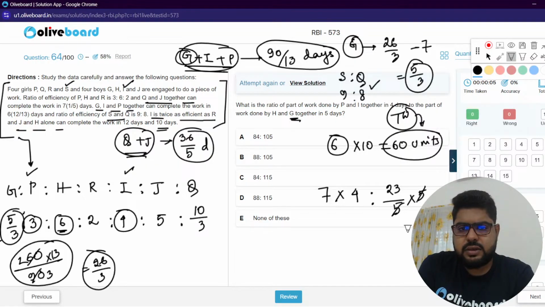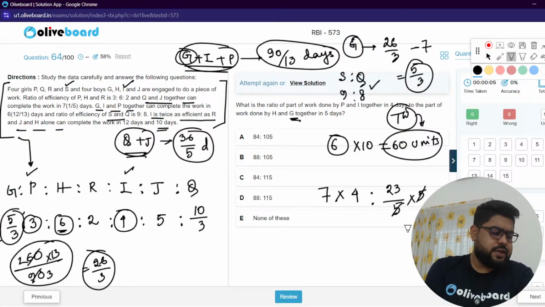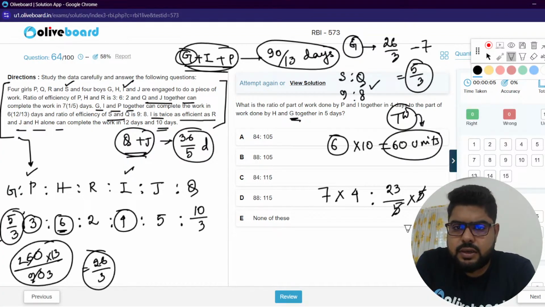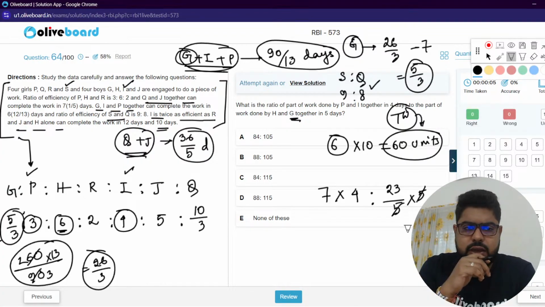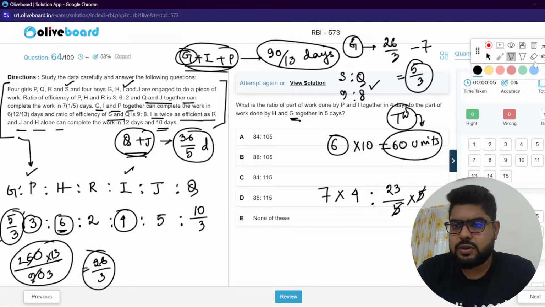एक सेकेंड सर. Just a second, just a second. Calculations में are we doing it correctly? मैं तो चेक ही नहीं किया एक बार. I should have checked.